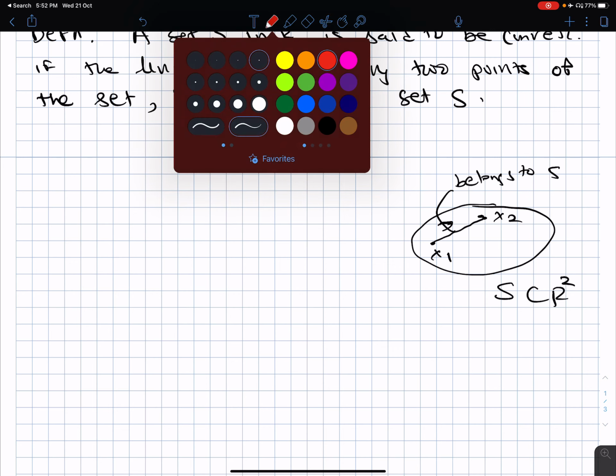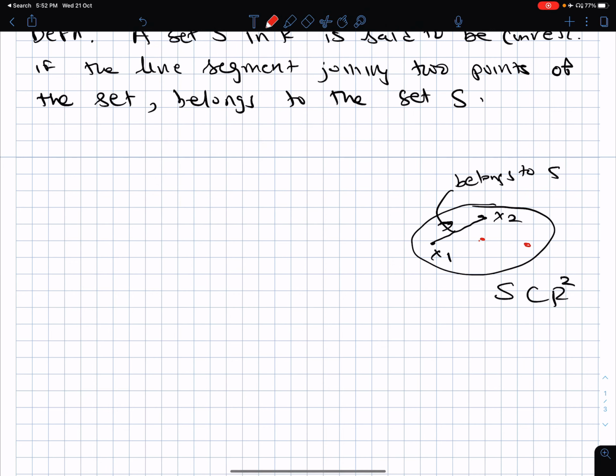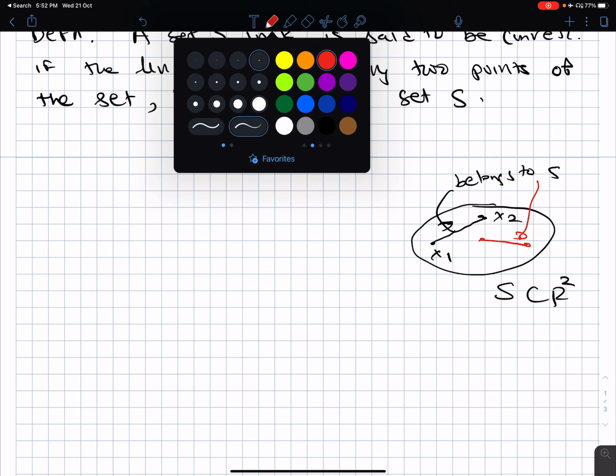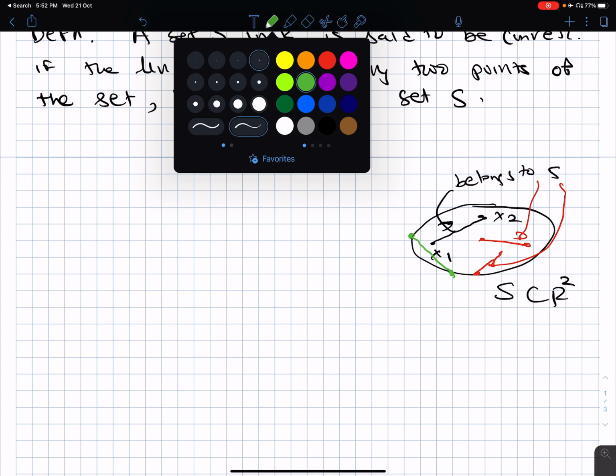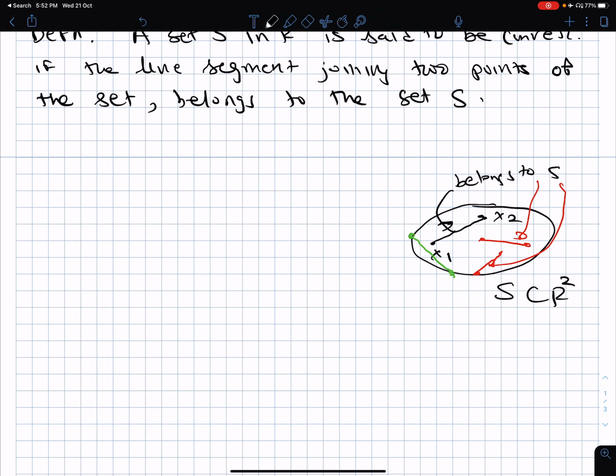Now you take another two points, any 2 points in this set. Again belongs to S. Take a third point, doesn't matter. This time I will take 1 point here on the boundary and another point inside, still belongs to S. And so you see, if I take, let's say, 2 points here, both on the boundary, and join the line segment, it still belongs to S. So therefore this set is a convex set.